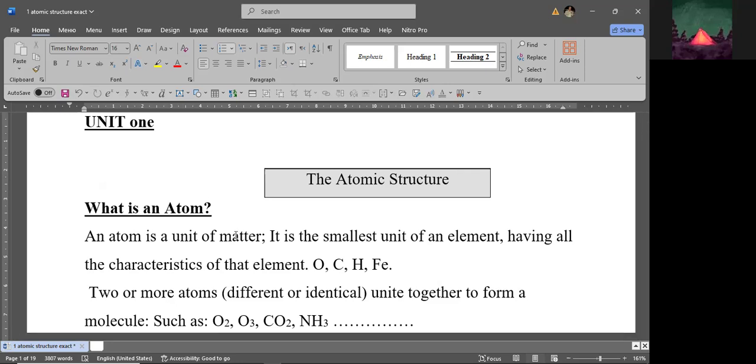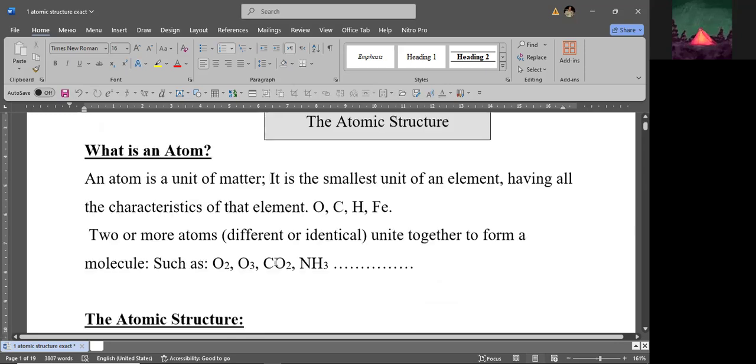The material is a solid, a liquid, or a gas. An atom, so it is a unit of material. So it is the smallest unit of an element that has the same characteristics of that element. Oxygen is an element, carbon is an element, hydrogen, iron. Oxygen is an atom, carbon is an atom, hydrogen is an atom, iron is an atom. These are the symbols of some atoms.